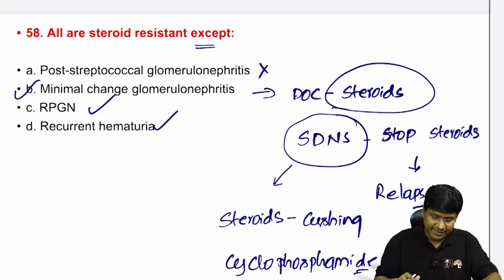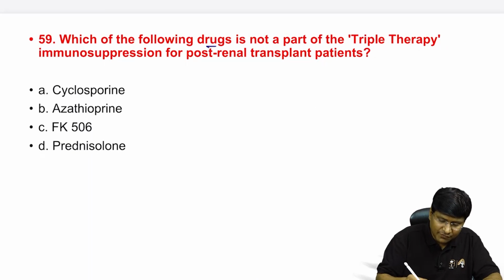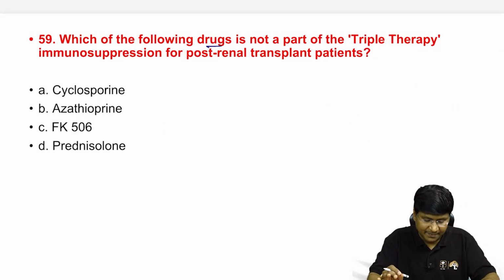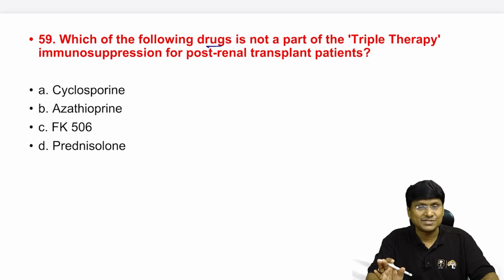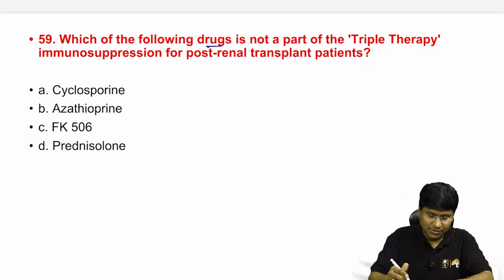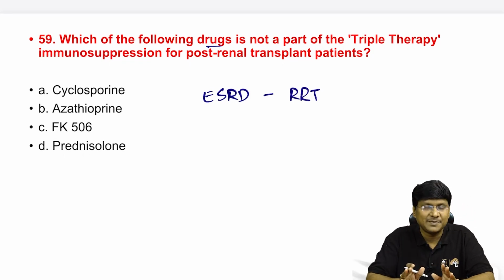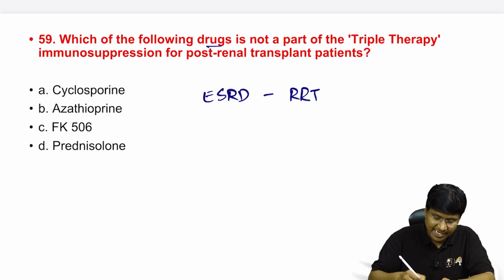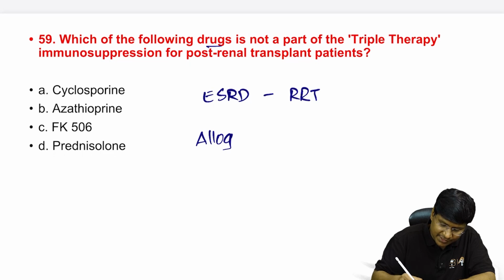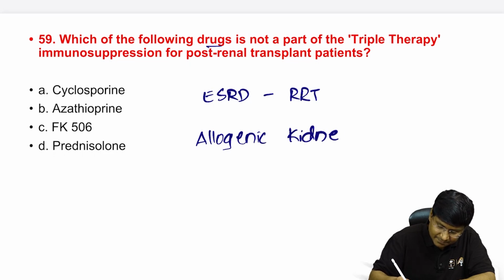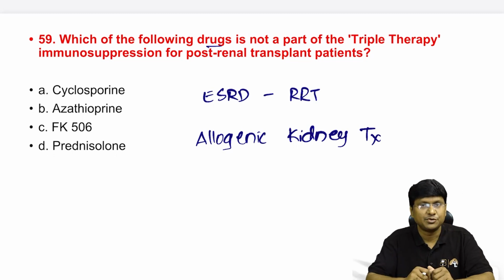Okay, so all are steroid resistant except minimal change disease, where they respond to your steroids, right? Next, which of the following drugs is not a part of the triple therapy immunosuppressive therapy for post-renal transplant patients? Now, I said that in end-stage renal disease, you will be doing renal replacement therapy, and that is either in the form of dialysis or kidney transplantation. And the kidney transplantation that you need to do is allogenic kidney transplantation in case of end-stage renal disease.